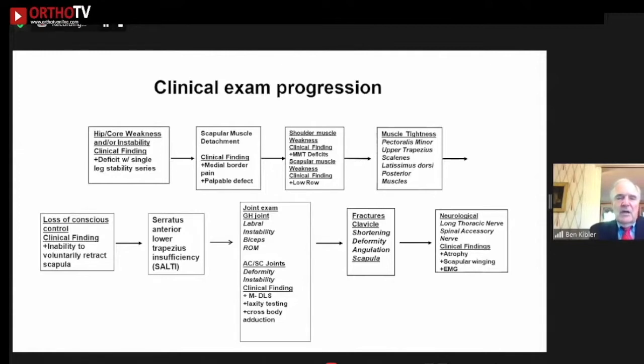You look for loss of conscious control. You look for SALTY scapula. You do your exam of the glenohumeral joint and AC joints. Look for fractures, and then check neurologically. This is the entire universe of problems with the scapular dyskinesis.